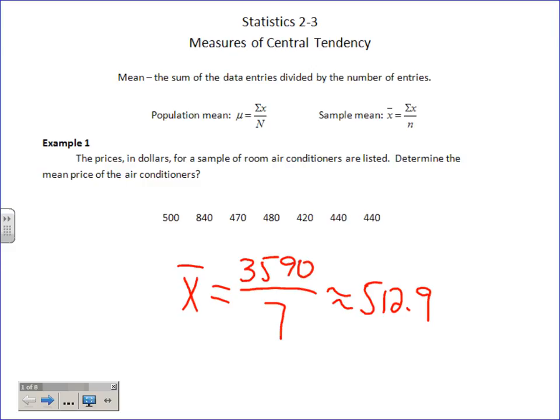All right, so any questions on that? The difference between mu and X bar.